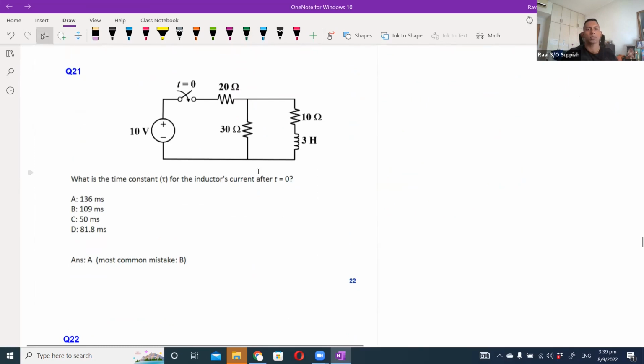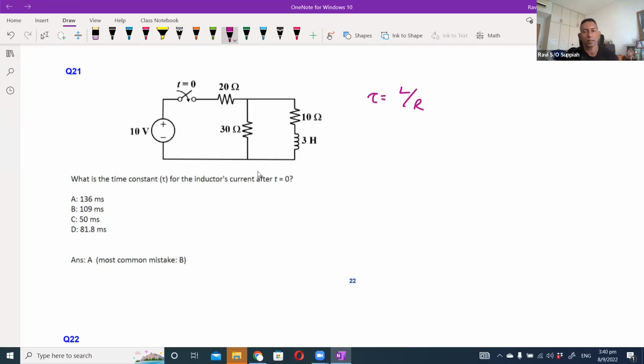Question 21. What is the time constant for the inductor's current after t equals 0? Okay, so for this circuit, after I close the switch, that is where the transient behavior will be observed, right? Because before that, the switch is open. So when I close the switch, the transient behavior occurs. So we know that tau equals L by R for an inductive circuit.